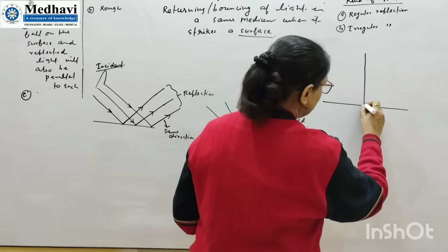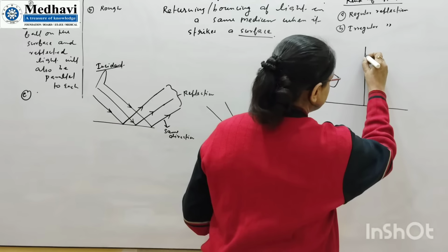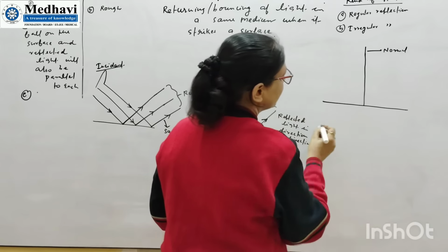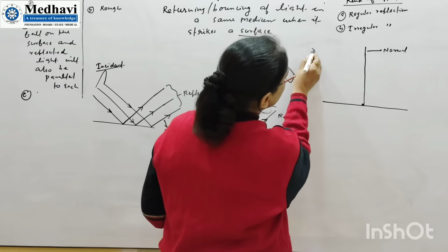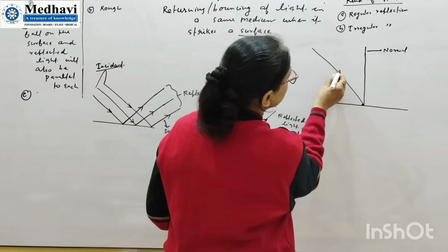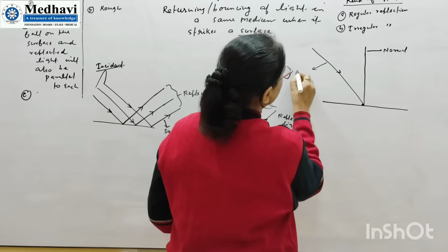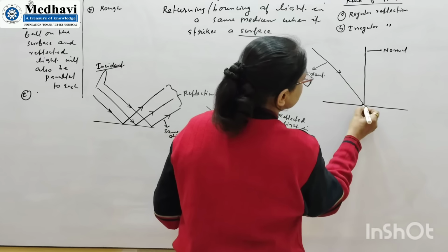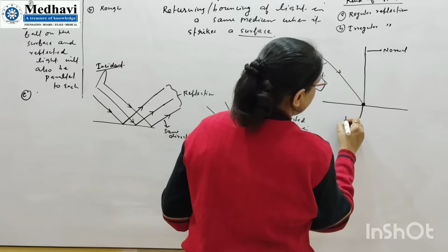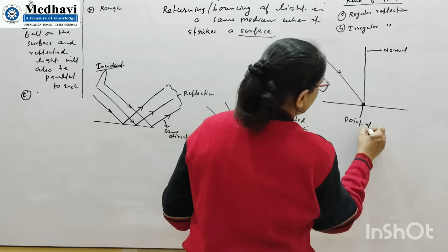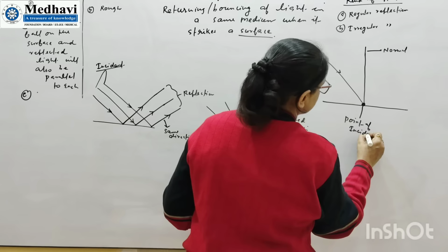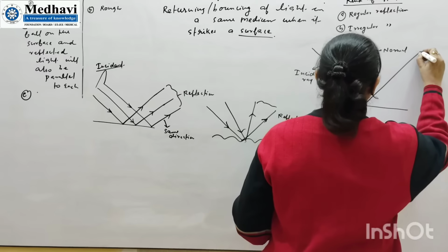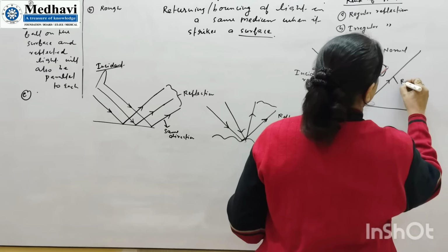This is the perpendicular drawn on the surface. So this is known as the normal. A ray will strike here. This is called the incident ray. And this is the point where the ray strikes, so we can say the point of incidence. This light will be reflected back, bounce back. This is the reflected ray.